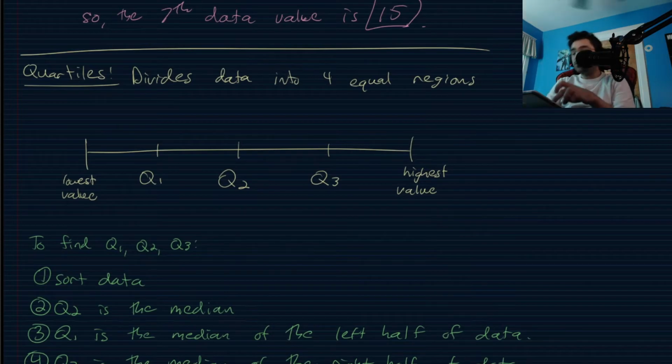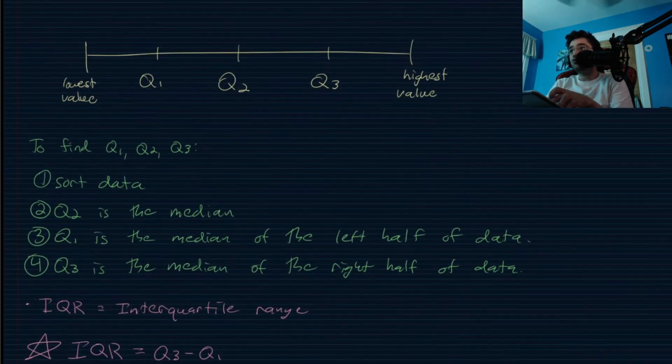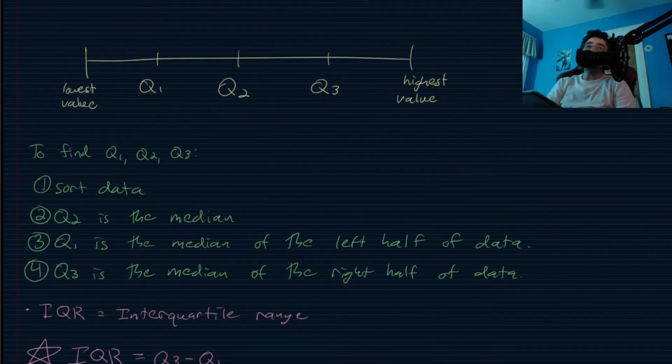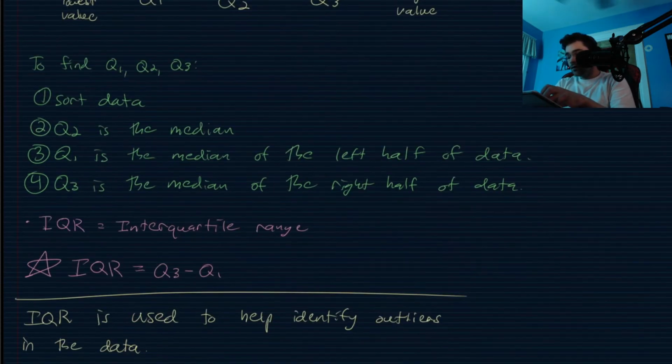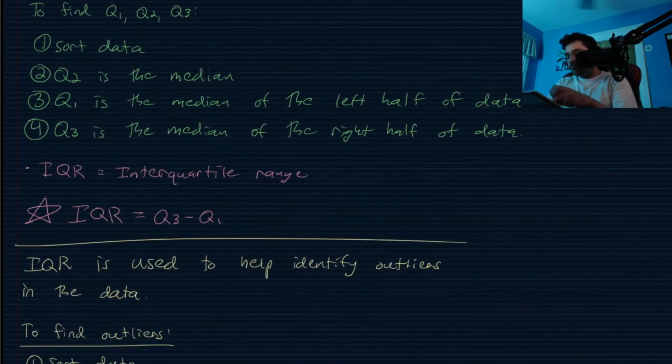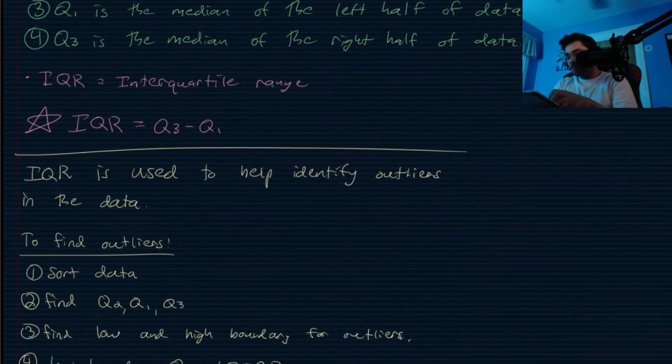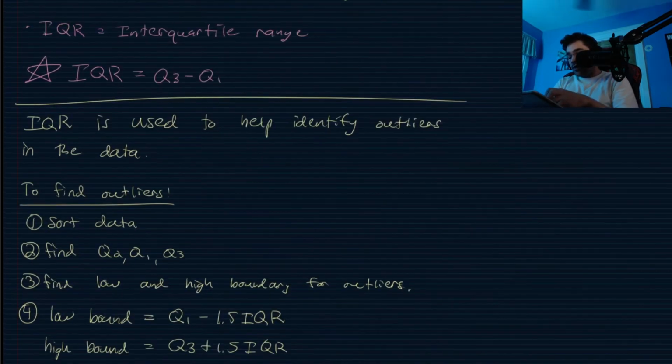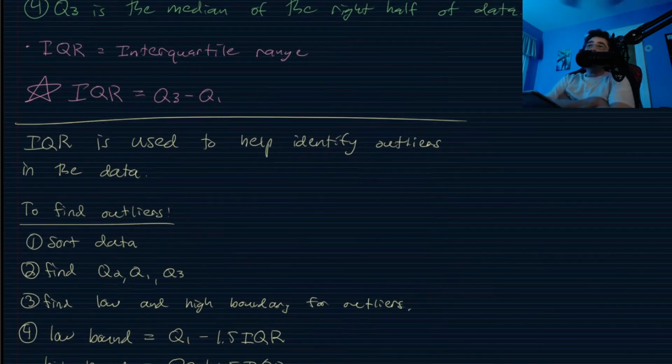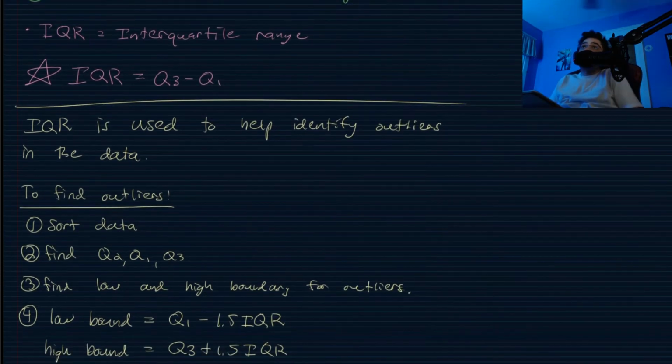And then we've also got interquartile range, which is just Q3 minus Q1. We need that to help us find outliers, if there are any. And so to find outliers, you have to use the IQR. The lower bound is anything below Q1 minus 1.5 times the IQR. The upper bound of outliers is anything above the high bound, which is Q3 plus 1.5 times IQR.